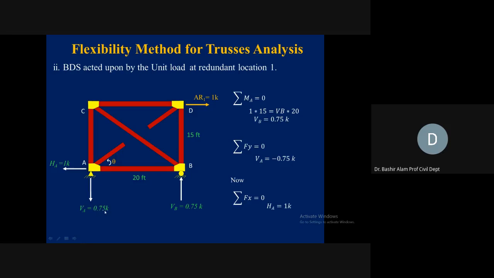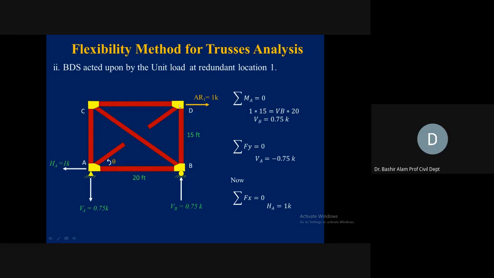Now, quickly we can analyze the structure. Here, if it is 0.75, so it will be away from the joint, this will be 0.75. This one kip, so away from the joint, it will be 1 kip. Here, these members, we can analyze by taking joint D now. So 1 kip, so member DC will be also 1 kip, and it will be away from the joint, means it will be tensile in nature.